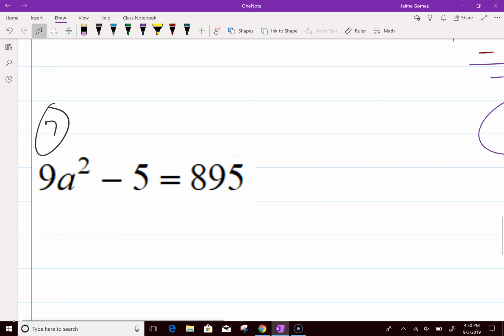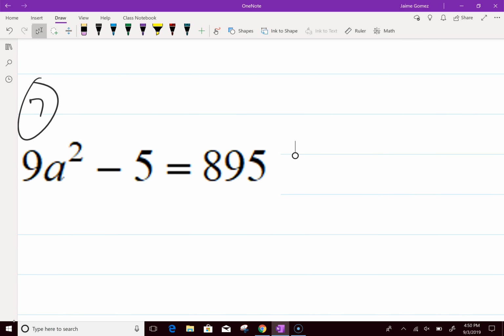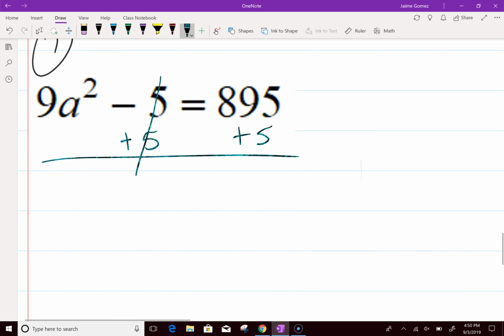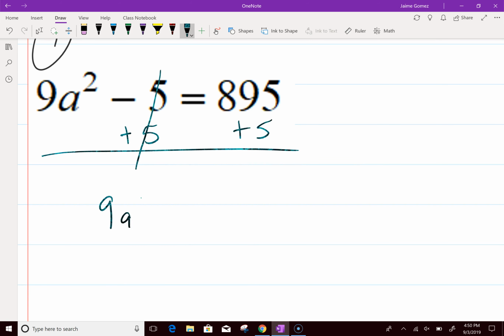Number 7. 9a squared minus 5 is equal to 895. Well, to get the a alone, we want numbers with numbers, letters with letters, right? So let's get some numbers with the numbers. First thing, I want to add 5. 9a squared is equal to 900.